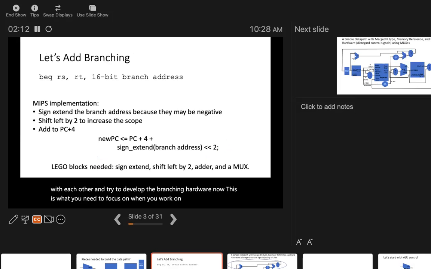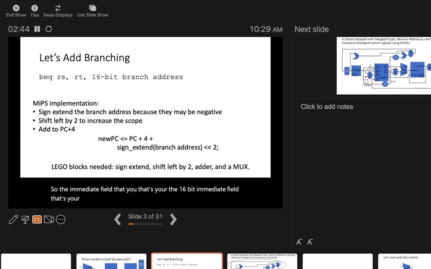Your program counter normally increments by 4, right? Every time I need to go to the next instruction and there's no branching involved, I just need to increment the program counter by 4. However, if there's branching involved, then the program counter goes to some other location. And that location happens to be PC plus 4 plus the sign extended version of the branch address, which is shifted by 2. So the immediate field that you see, that's the 16-bit immediate field, that's your branch address.